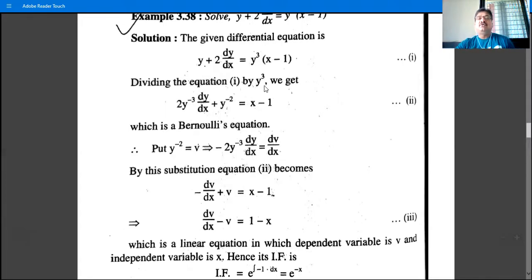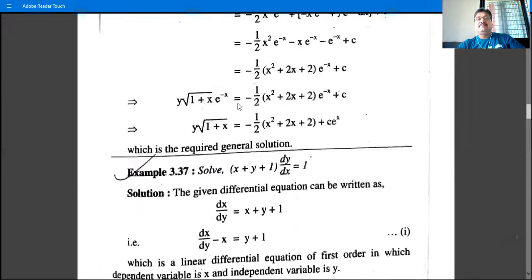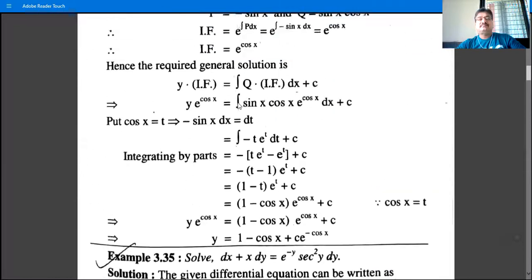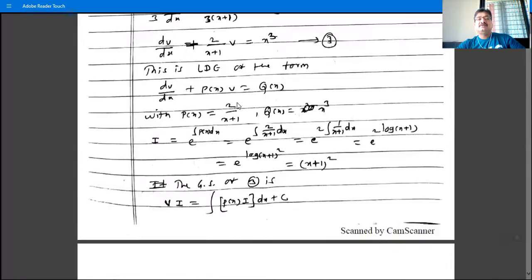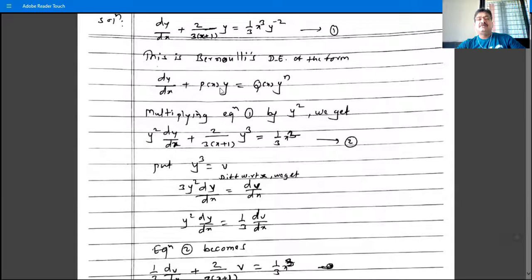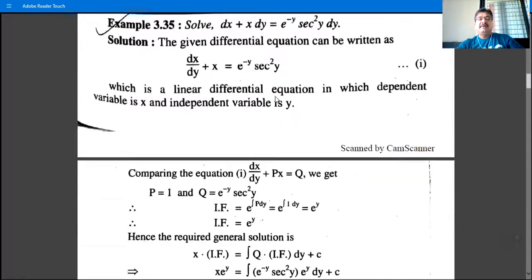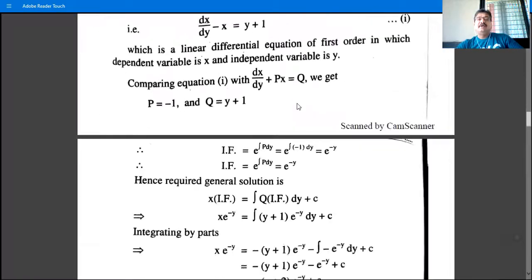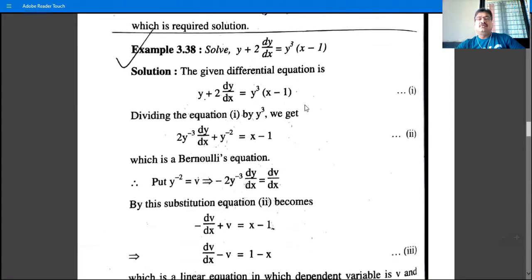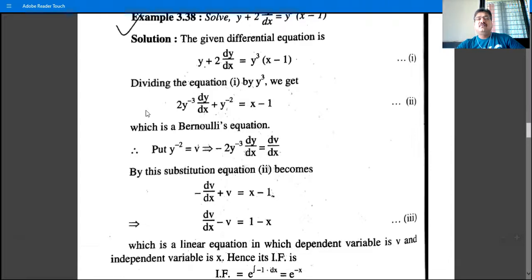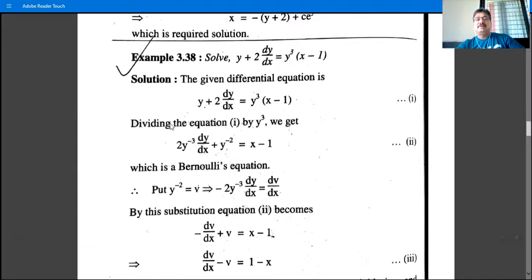So dividing throughout by y cube. So Bernoulli's differential equation. So this differential equation is of this form, dy by dx plus P(x) y is equal to Q(x) y raised to n. So this is the Bernoulli's differential equation, and value of n is 3. So dividing throughout by y cube. So this is the Bernoulli differential equation, divided throughout by y cube, the next step.